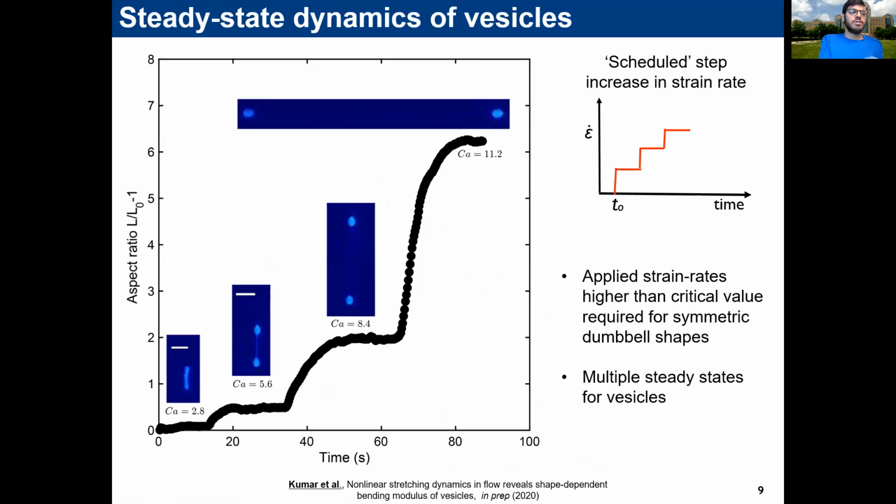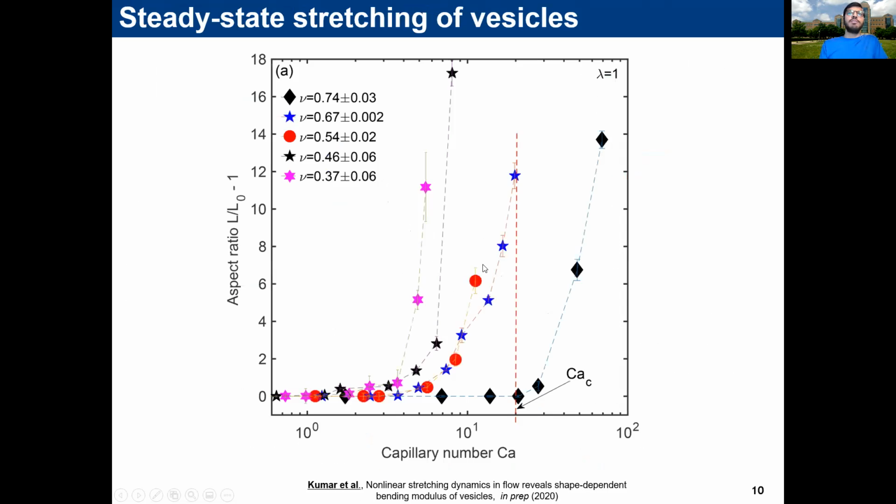Now, using the Stokes trap, one can also expose the vesicle to a series of different levels of flow rate and obtain the steady state extension of the vesicles. So at higher capillary number, the steady state length of the vesicle will be higher, and you can repeat these experiments at a variety of different reduced volumes, and you can obtain the steady state aspect ratio of the vesicle as a function of capillary number.